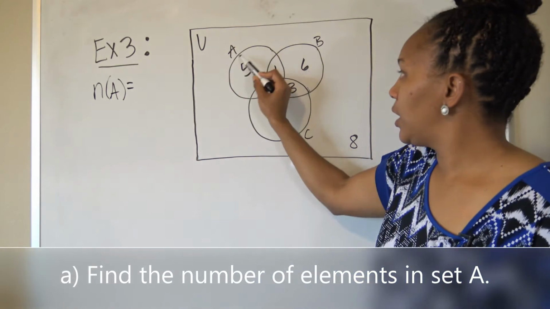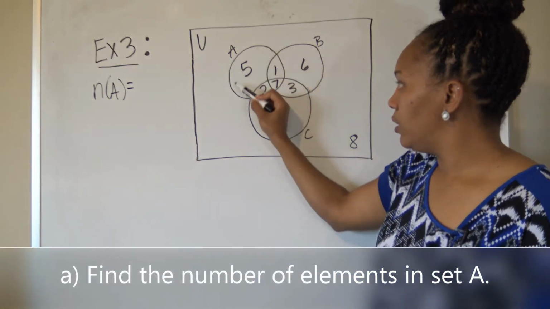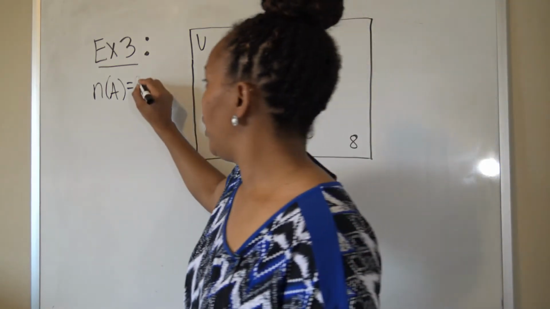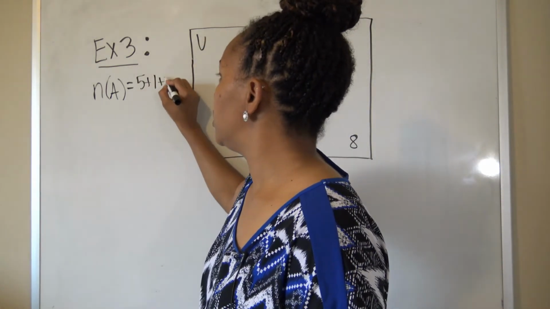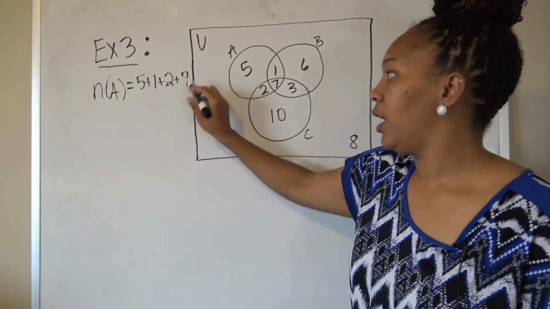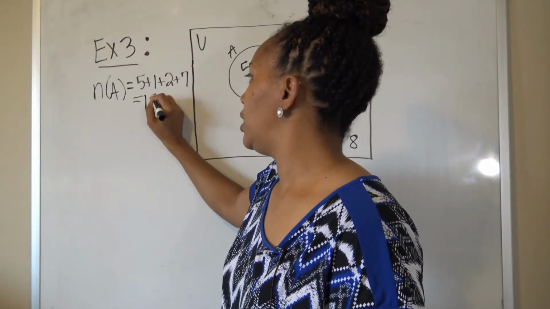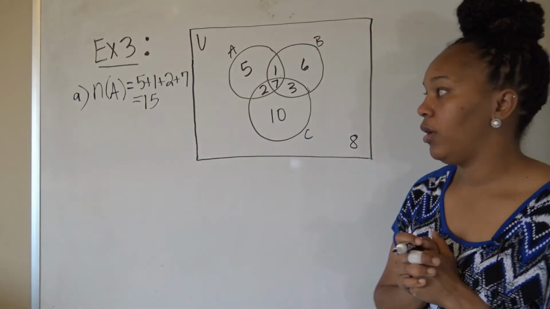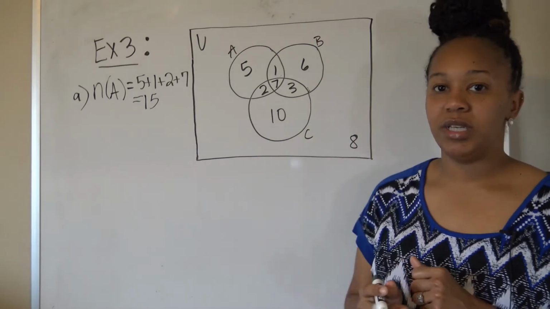Well, A contains all of this right here. This whole circle is A. So that's the 5, the 1, the 2, and the 7. So A has 5 plus 1 plus 2 plus 7. That's 5 and 1 is 6, 6 and 2 is 8, 8 and 7 is 15. So for part A, the number in A is 15. There are 15 elements in A.